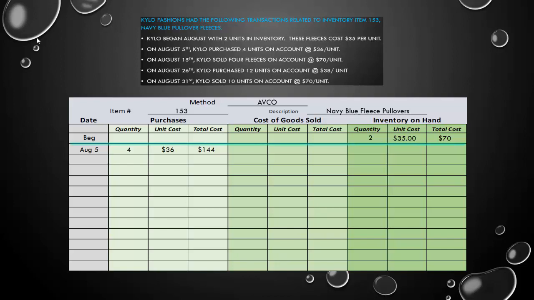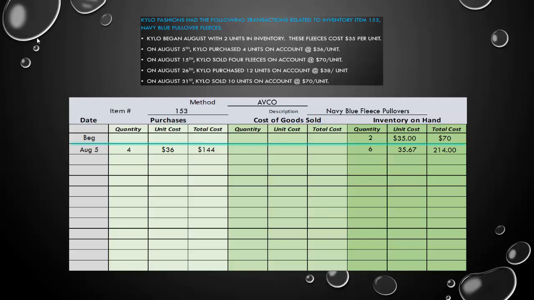So we had 2 of these navy blue fleece pullovers before we made this purchase. We just bought 4 more, which means in total we have 2 plus 4 or 6 of these items. The cost of the inventory that we had beforehand was $70. We just spent an additional $144 buying 4 of these pullovers, which means our total cost is now going to be 70 plus 144 or $214.